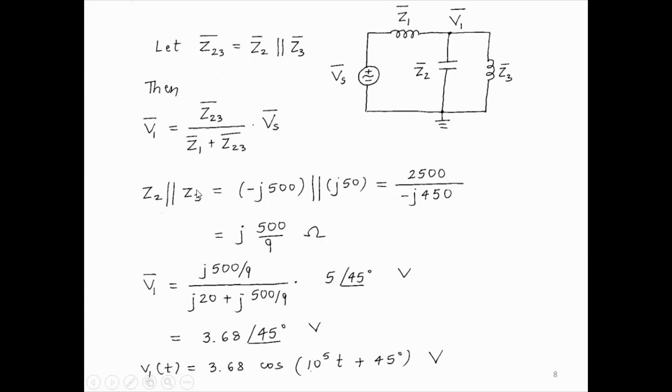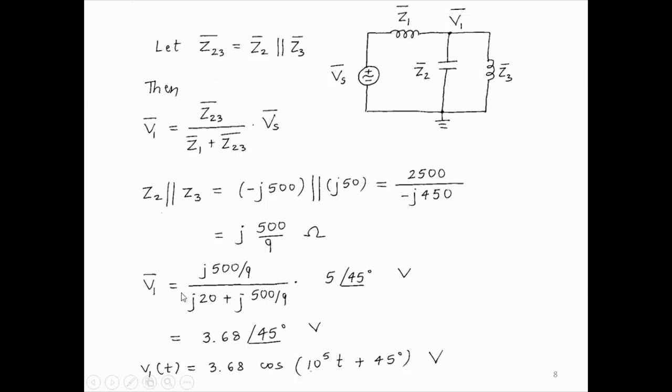And then we find all these quantities. Z2 parallel Z3 is minus j500 parallel j50, which if you do turns out to be j500 by 9. And V1 is Z23 by Z1 plus Z23, so this j500 by 9 divided by j20, which is Z1, plus j500 by 9, into Vs. Vs is 5 angle 45 degrees. So you convert this to polar and then divide the magnitudes and add or subtract the phases. There will be 3 phases, and finally we'll get the result.